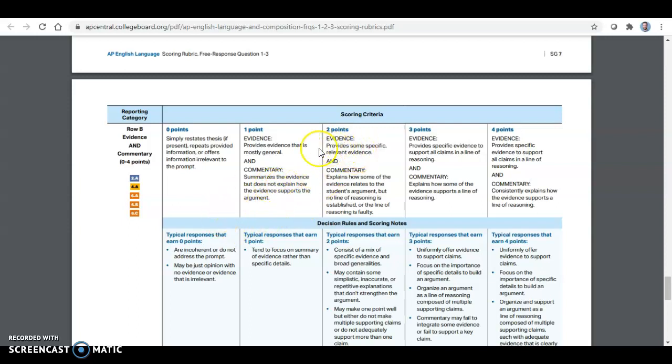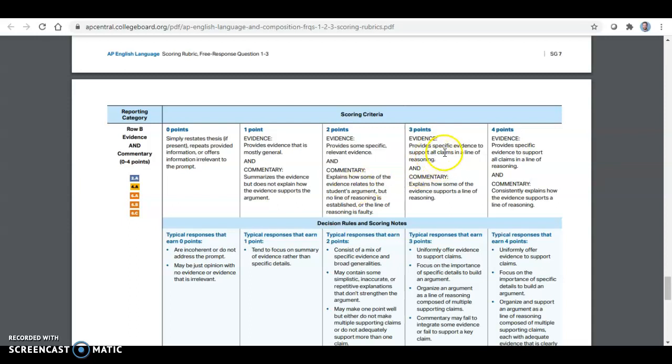2 points, you get, this is about middle of the road. This provides some specific relevant evidence, and then it explains how some of the evidence relates to the argument. But no line of reasoning is established, or the line of reasoning is faulty. You're not connecting the dots between the evidence, or the lesser claim in the evidence, and then the evidence and the analysis, and then you're not connecting the dots between the lesser claim and the thesis statement.